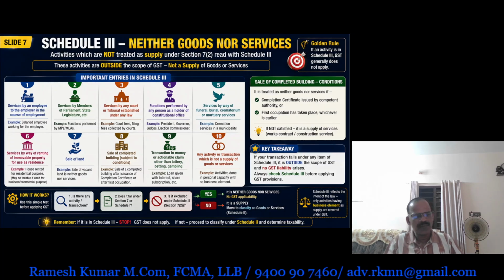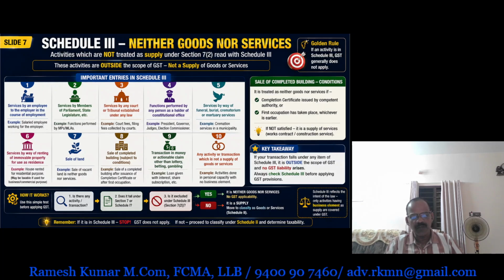So look at the first example. An employee working for an employer under an employment contract and receives salary. When the service is provided in the course of employment, it falls within Schedule 3. Therefore, the employer-employee relationship is very, very important.